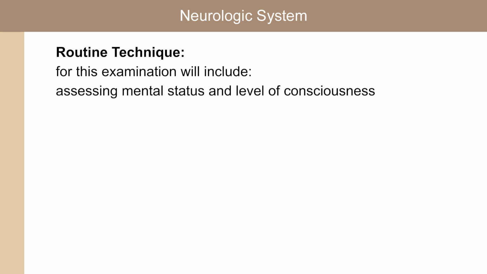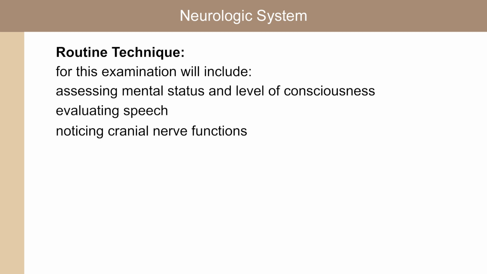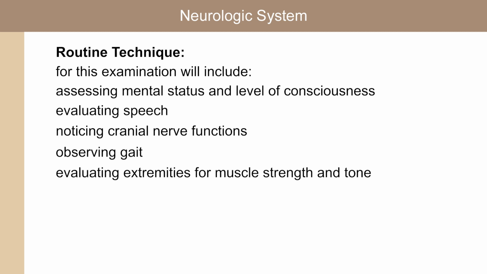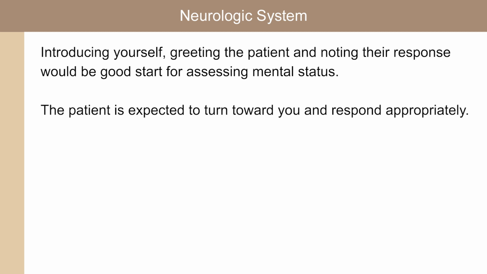Routine technique for this examination will include assessing mental status and level of consciousness, evaluating speech, noticing cranial nerve functions, observing gait, and evaluating extremities for muscle strength and tone. Introducing yourself, greeting the patient, and noting their response would be a good start for assessing mental status. The patient is expected to turn towards you and respond appropriately.